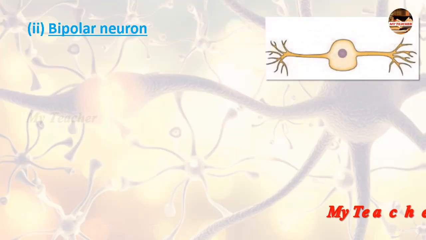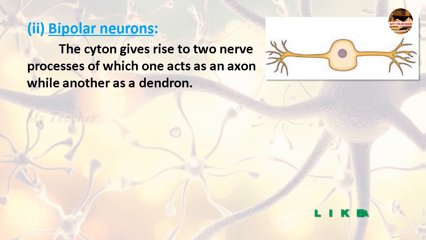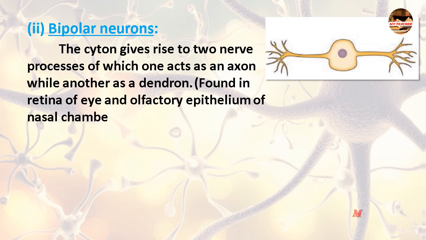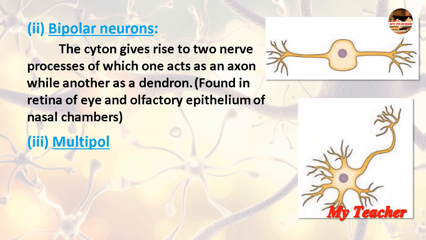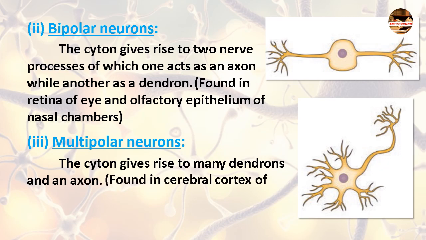Second type of neuron is bipolar neuron. The cyton gives rise to two nerve processes, of which one acts as an axon while another as a dendron. Where is it found? Found in retina of eye and olfactory epithelium of nasal chambers. Third one is multipolar neurons. The cyton gives rise to many dendrons and an axon. It is found in cerebral cortex of brain.